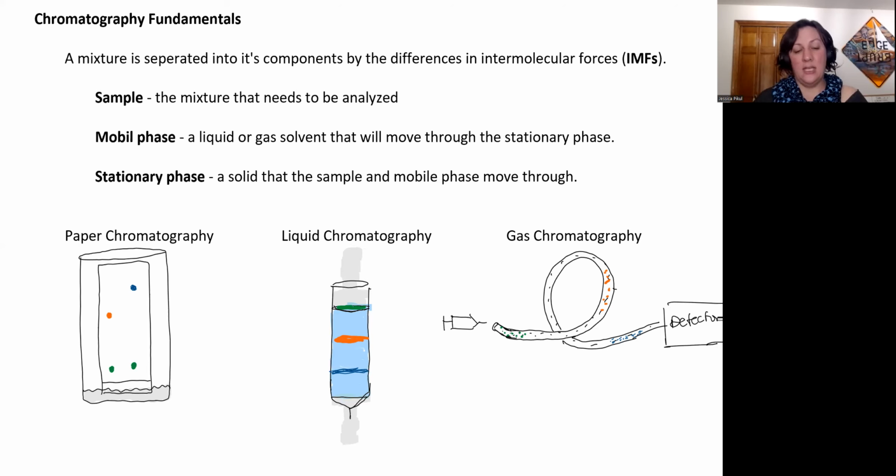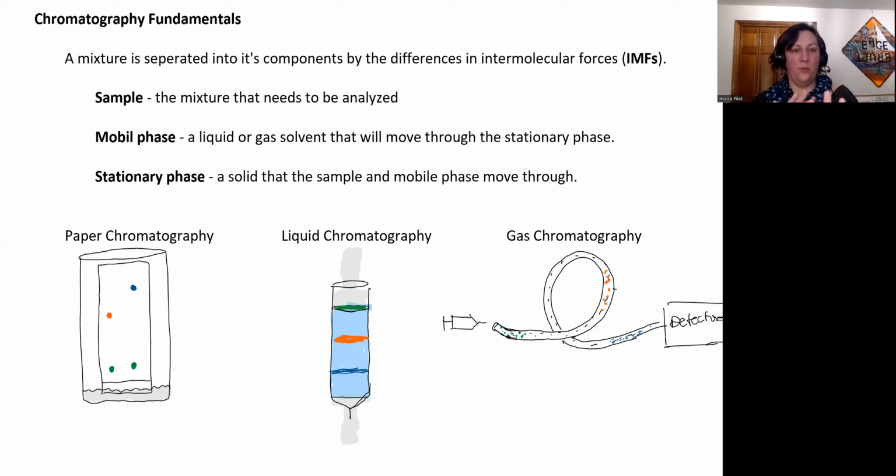And we're going to give that mixture the opportunity to interact through intermolecular forces with one of two things. It can interact with a mobile phase, which will be usually a liquid or a gas solvent that's moving through the chromatography apparatus. Or it could interact with a stationary phase, which will be present in the apparatus, usually in a column, and it'll be solid and it won't move.